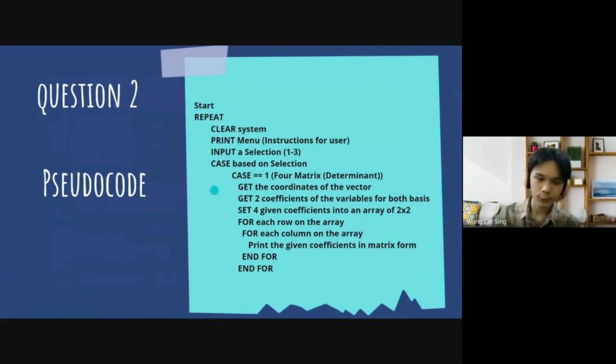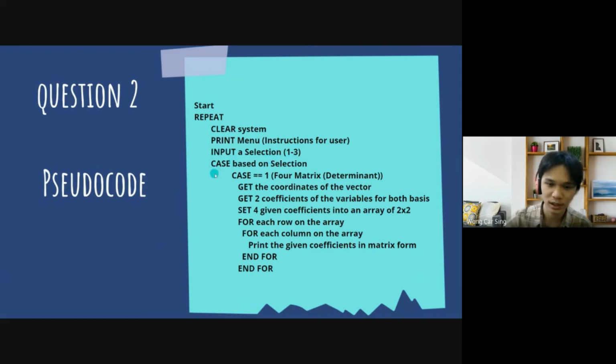Okay, so for the coding, we chose question 2. And then for the pseudocode, the system starts, and then immediately we continue with a repeat loop. Firstly, we clear the system and then print the menu, which is the instruction for the user. And then we tell the user to input a selection from 1 to 3.